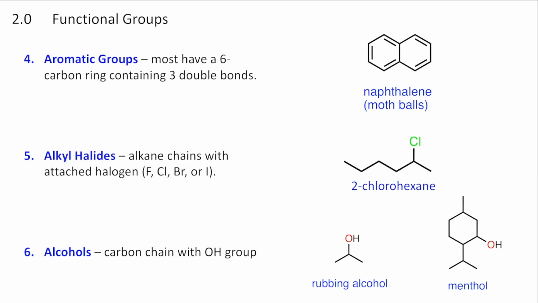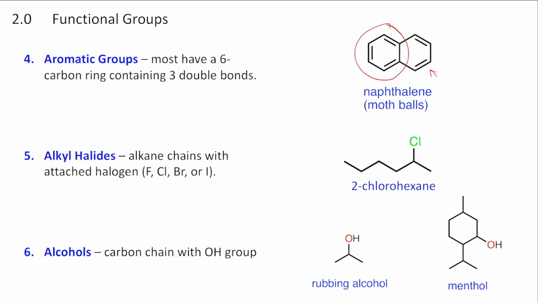Moving along, we have aromatic functional groups. Aromatic functional groups often contain these 6 carbon rings, these hexagonal rings, like the one you see right here, with alternating single and double bonds going around the ring. So if it has 3 double bonds in that alternating single bond, double bond pattern in a 6 carbon ring, we call that a benzene ring or a phenyl ring. And that is the most commonly found aromatic group. So that's the group we're looking for.